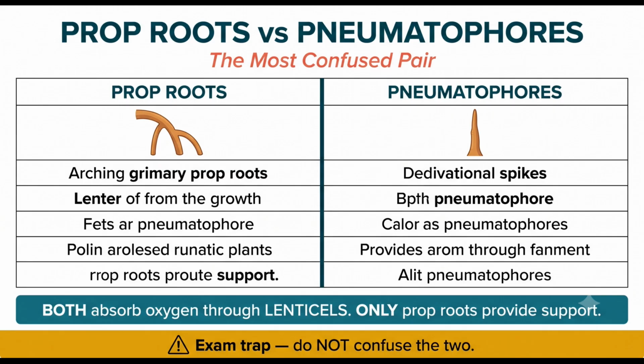Primary function, prop roots provide stability first, and oxygen as a secondary function. Pneumatophores provide oxygen only. They give no structural support. Here is the exam trap. Do not say that prop roots are breathing roots. Prop roots provide stability and some oxygen. Pneumatophores provide oxygen only. Also, both absorb oxygen through lenticels at low tide. That's the same mechanism. The difference is in structure, direction, species, and primary function. Write down that comparison. It comes up in exams.